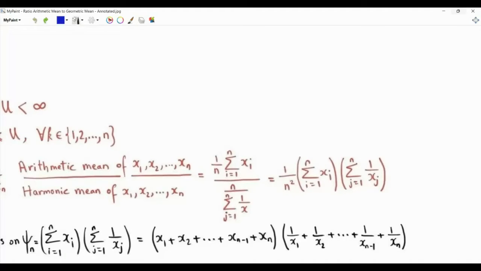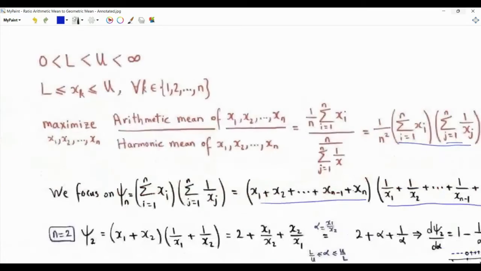The ratio of the arithmetic mean to the harmonic mean is 1 over n squared, and then we have the product. In one bracket, we have the sum of the x's, like here, and in the other, we have the sum of the reciprocals. N is given, okay, so we'll focus on this product here.